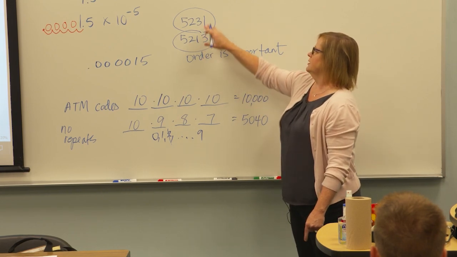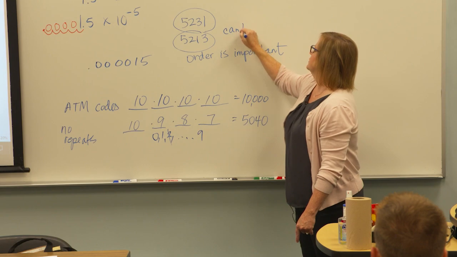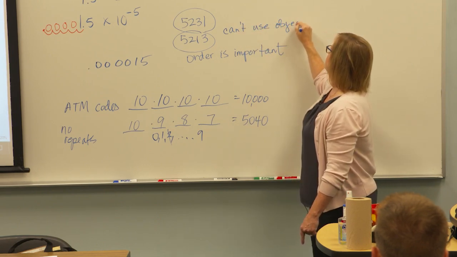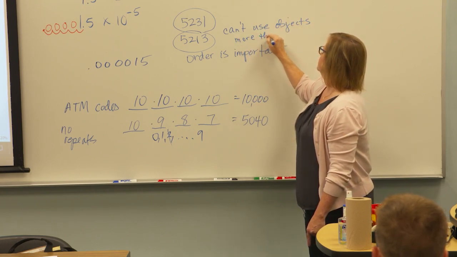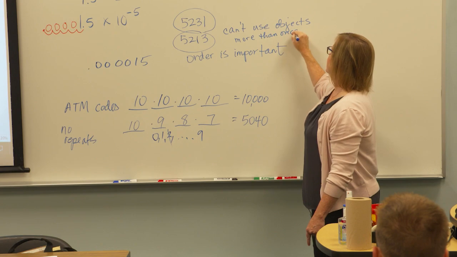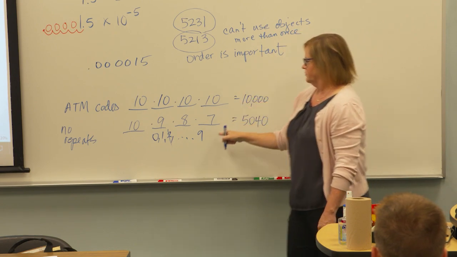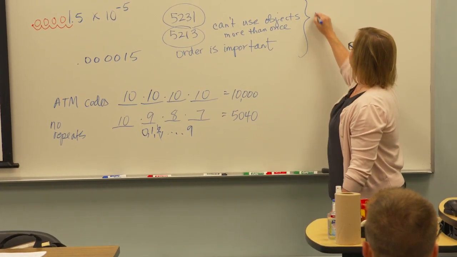So if you have unique numbers, right? If you can't use your objects more than once, and if order is important, then you have another option from the multiplication rule. You can use a permutation.